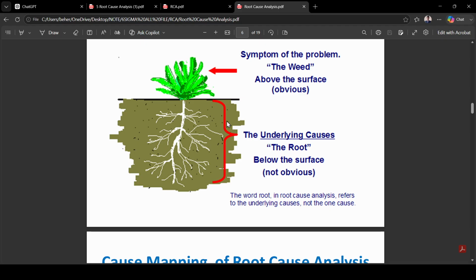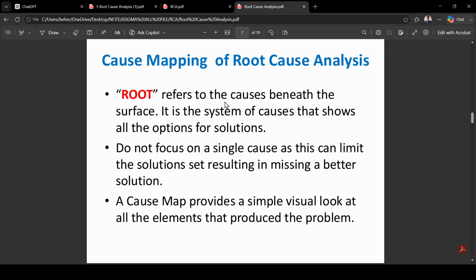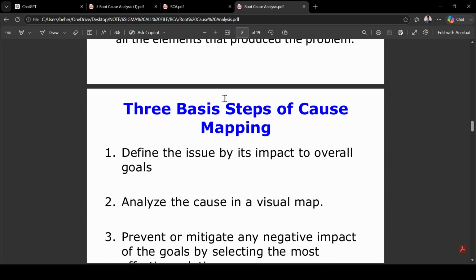The word root in root cause analysis refers to the underlying causes. Cause mapping or root cause analysis: the root refers to the cause beneath the surface. It's a system of causes that shows all the options for solution. Do not focus on a single cause, as this can limit the solution set, resulting in missing a better solution. A cause map provides a simple visual look at all elements that produce the problem.